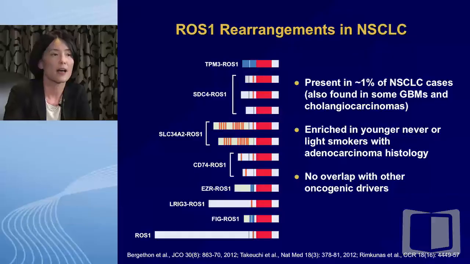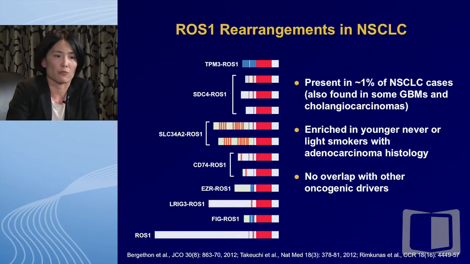So now we'll move on to 4 other targets, and we'll probably try to go quickly through these targets. These targets are a little less well established than ALK. Nevertheless, they're very important for us to understand. So the first one that I'll focus on is ROS1. ROS1 encodes a receptor tyrosine kinase like ALK.